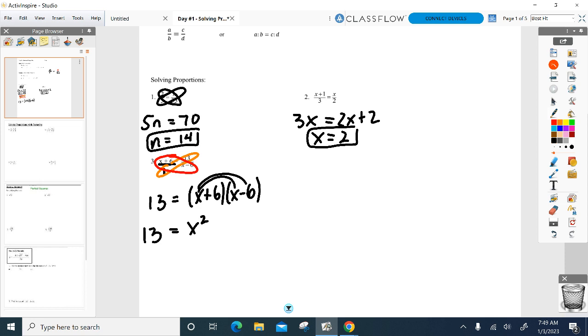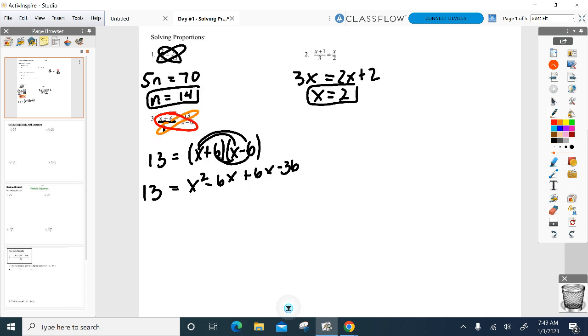x times negative 6. Negative 6x. Now you distribute the positive 6. 6x. And then 6 times negative 6. Negative 36. Double distribute. All right, clean it up for me now. There's some like terms you can combine over there. Clean it up. What do you notice? Negative 6x and 6x cancel, right? They're gone. See you later. So I'm just left with x squared minus.